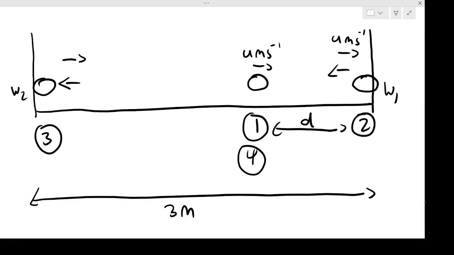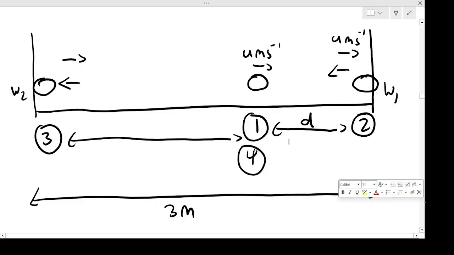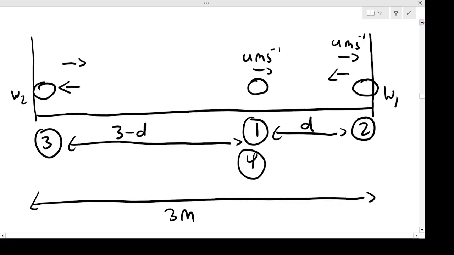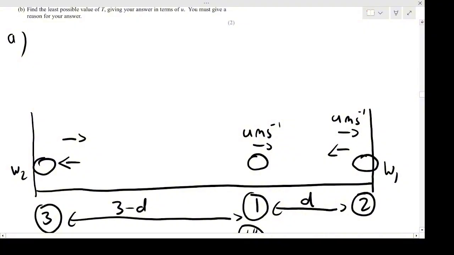And then you can actually work out, because we laid it out so nicely, an expression for the distance from point 3 to point 1 here. Well, if the whole length is 3 and then this length is D, it's going to be 3 take away D here, okay? And that's why it's very helpful to do a diagram like this, okay? Really recommend you do it like this, because then you can clearly see all the information.